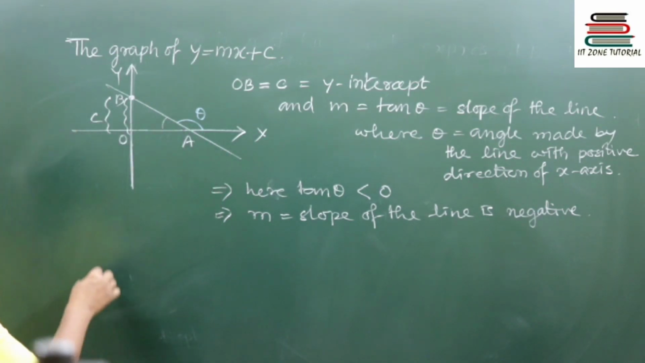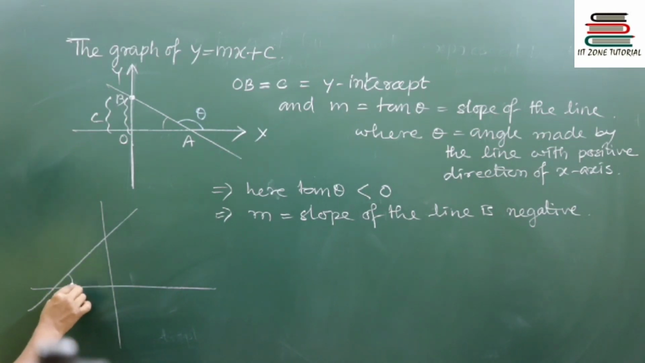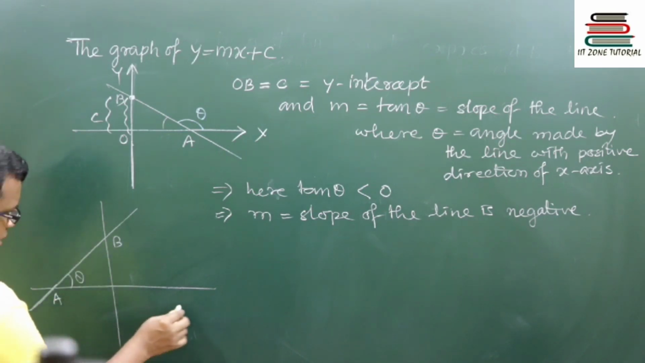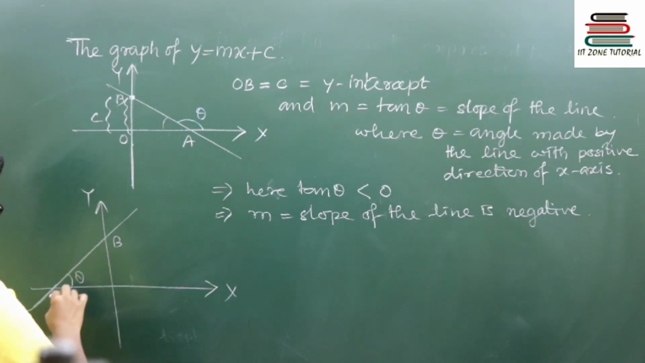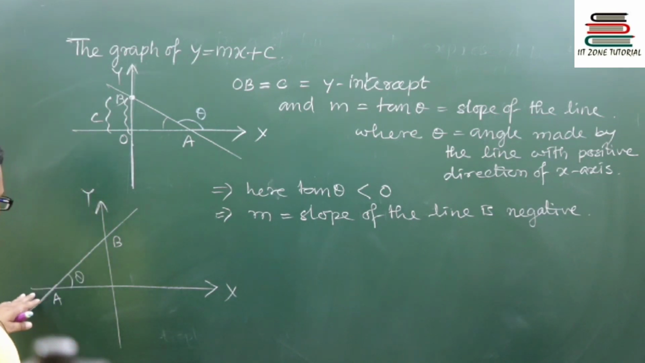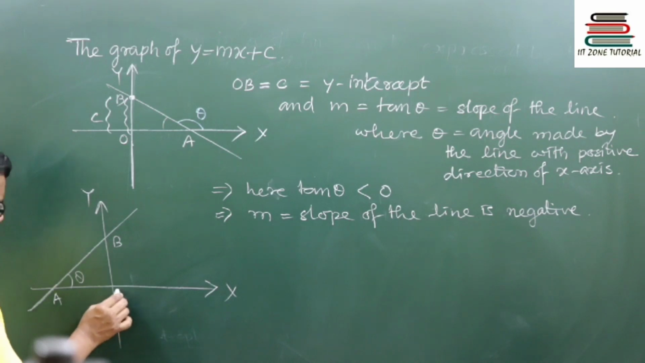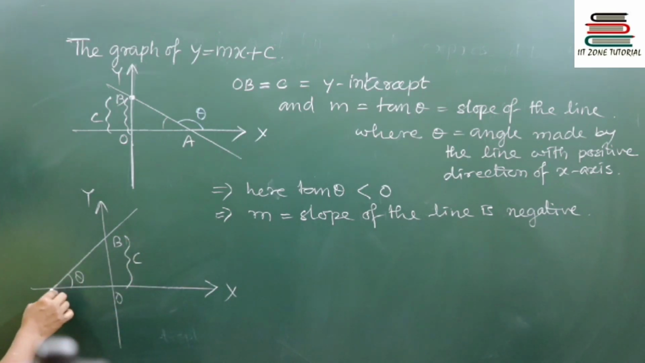Where the slope becomes positive, the position of the line can be like this. This time you can see, though the line cuts the x axis at a negative portion, this is the y axis, this is x, and AB is the line that cuts the x axis at negative x position and the y axis at positive position, such that again O to B, this much will be the y intercept, and the slope will be tan of this.